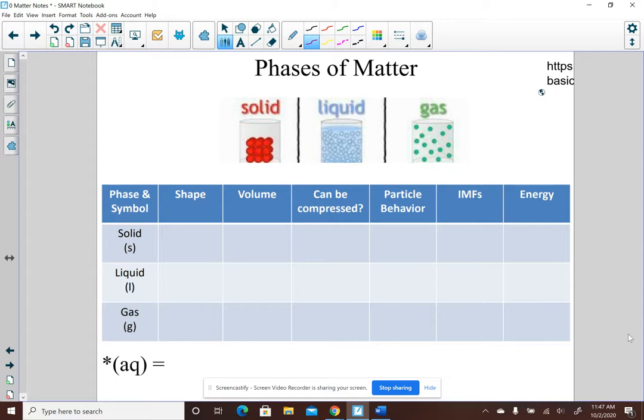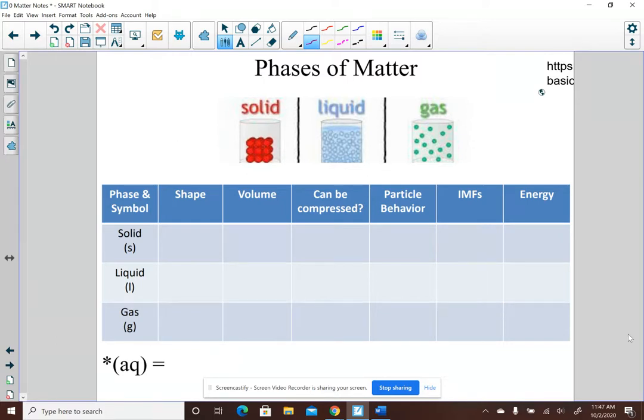So you can look at the particle diagrams that I have here at the top of the slide, and we're going to just go through this data table and check off the properties that apply to each. So let's look at a solid first. So the shape of that solid in that container is a cube, right?